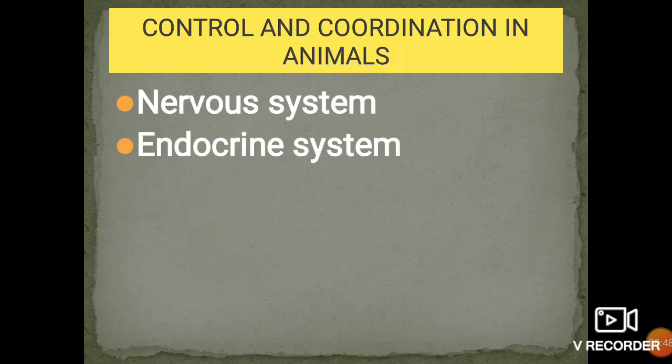Control and coordination in animals is brought about with the help of two main systems. The first one is the nervous system and the second one is the endocrine system.